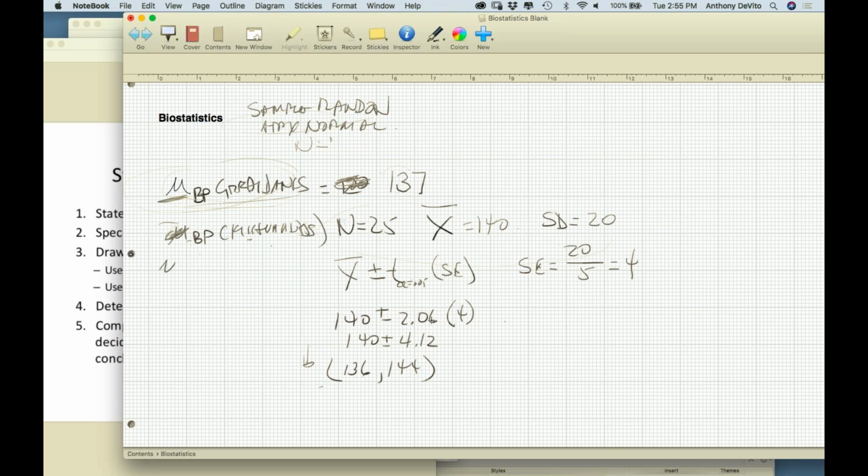Oh, I'm sorry. Yeah, 8. Thank you. 8.12. Right. So it's 132. I'm going to round it to 132 and 148. Okay, but still, that 137 is inside that confidence interval. So I can't say that they're different.